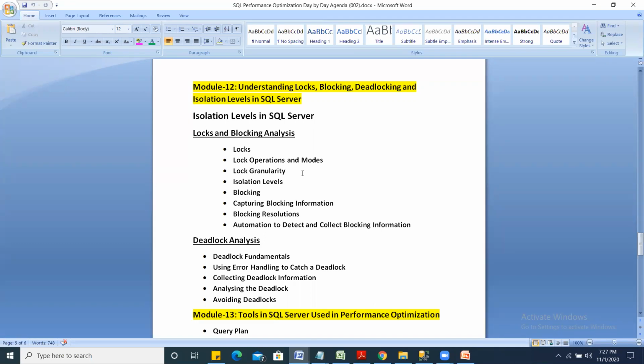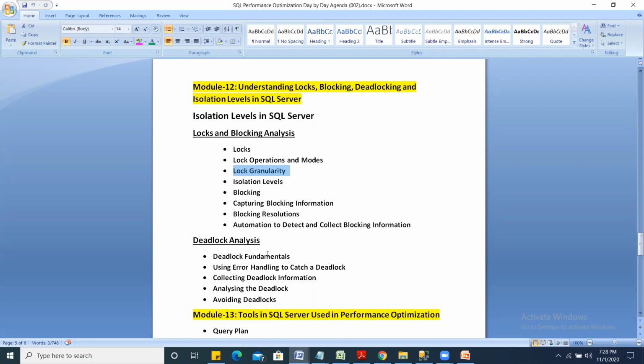That resource may be a single row, a range of rows, a table, or a page or some pages, right? Or even a schema or a database, right? So that comes under lock granularity. Lock granularity on the lowest level starts from row, then goes to range of rows, then pages, then extents, then table, then schema, then finally database level.